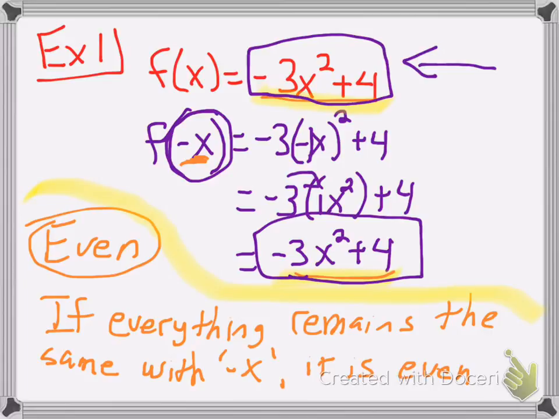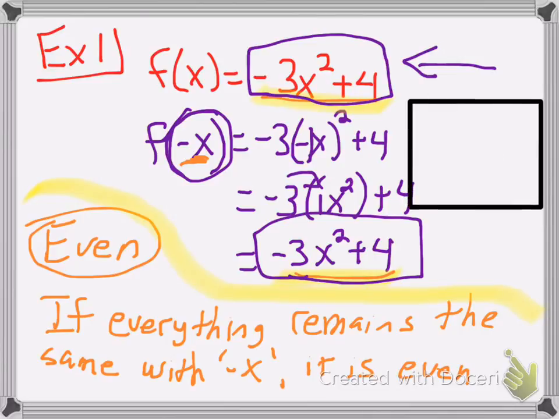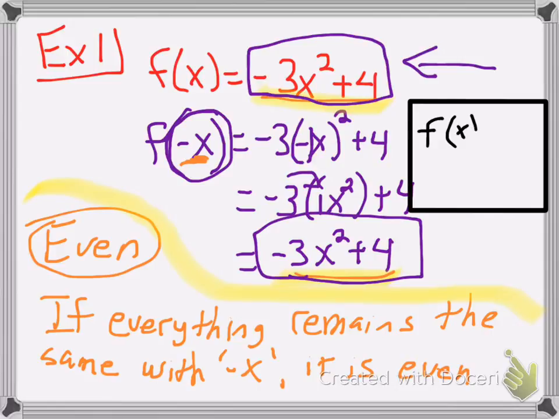Now the rule looks like this. I'm going to go to a side note here, which I know you guys love, right? Right here in the box. Here's the rule. If you have f of x, the original function, and that equals f of negative x, that means that you have an even function.